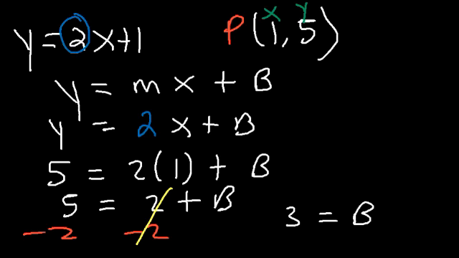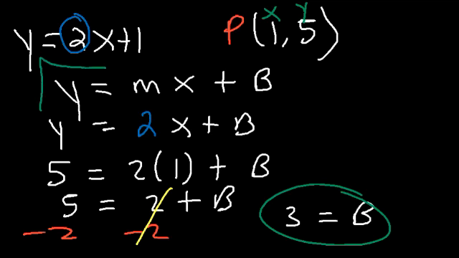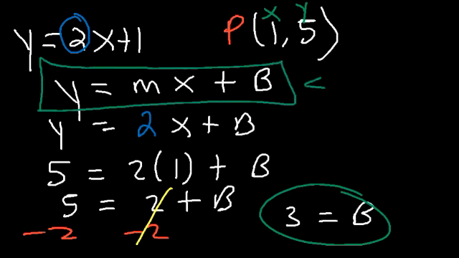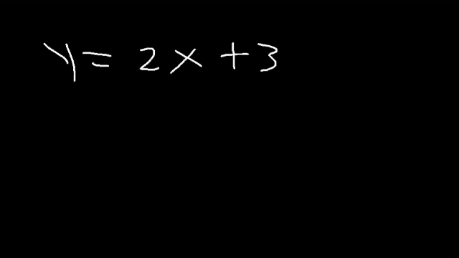Now once you have the value of b, go back to the original equation in slope-intercept form and replace b and m, but leave x and y alone. So then the equation that we're looking for is y is equal to 2x plus 3, and that's the answer.